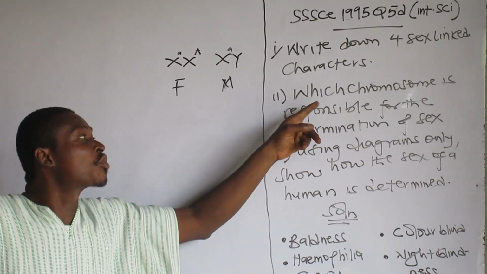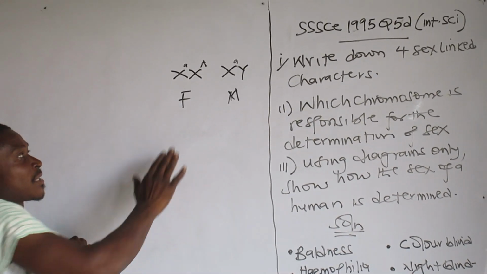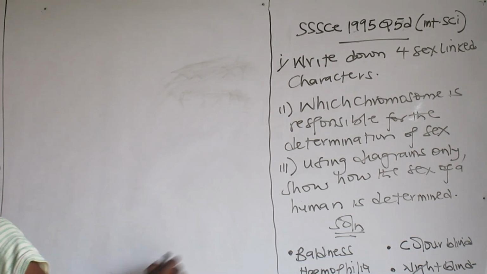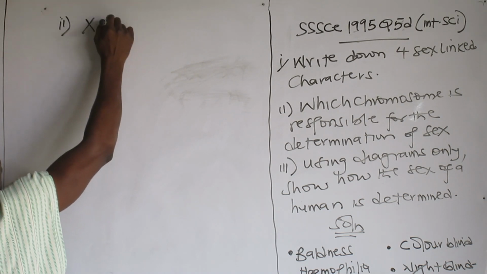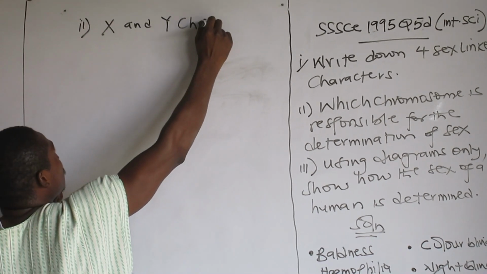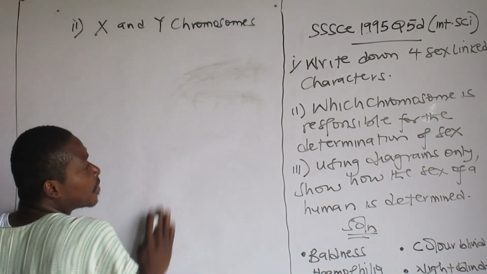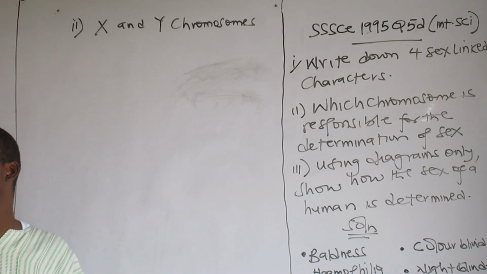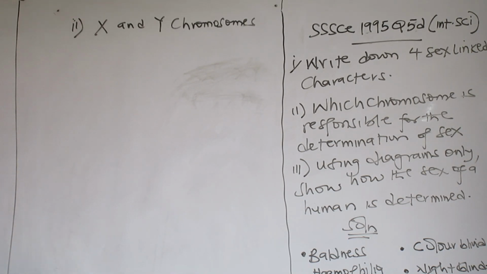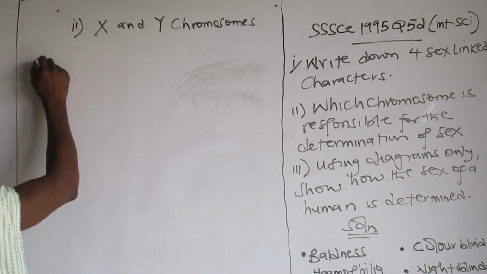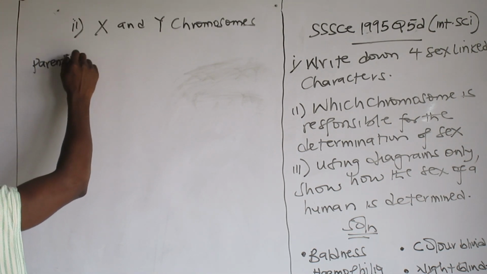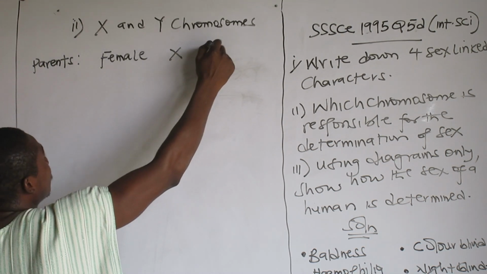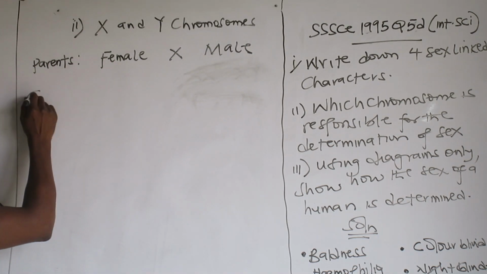Good. Using which chromosomes are responsible for the determination of sex? So, chromosomes responsible for the determination of sex in humans. We have what we call the X and what? Y chromosomes. Good. Using diagrams only, show the sex of a human. Or show how the sex of a human is determined, right? So you have to get what we call appearance. So that is female, right? And what? The male. Now we have what we call the genotype.